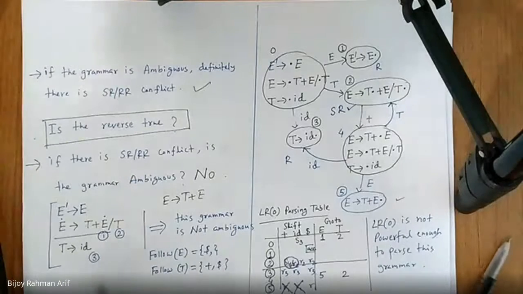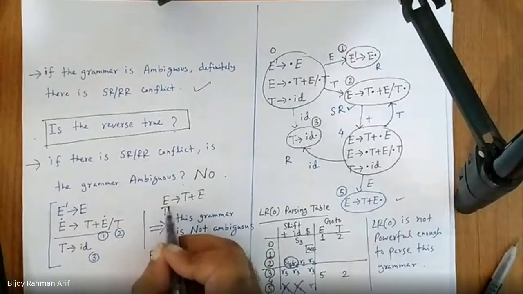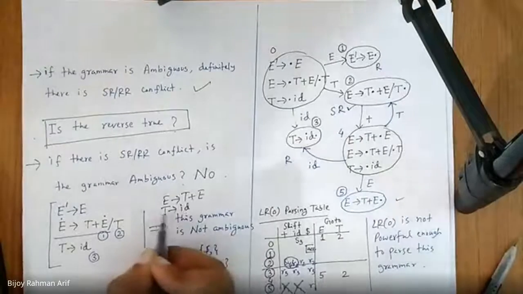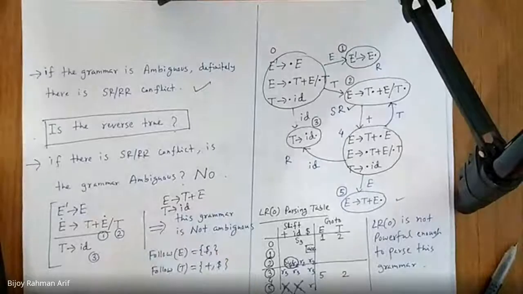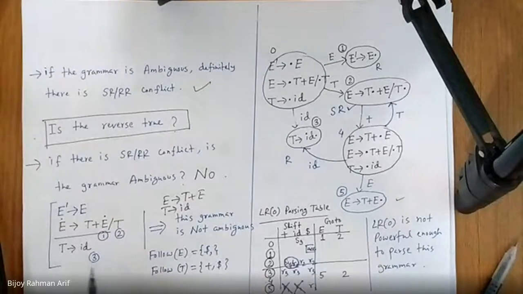Yes, sir. Now let's go to rule number 3. What is rule number 3? Rule number 3 is T derives id T. So what is the left hand side? T. We are not going to put this reduce move in the entire row. We put it in the follow of T. Follow of T is nothing but plus and dollar. So we are going to remove this one.